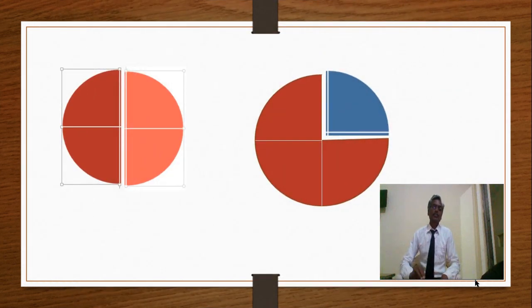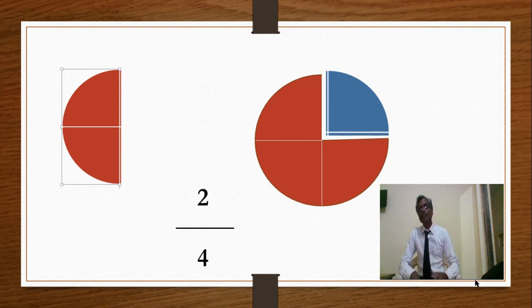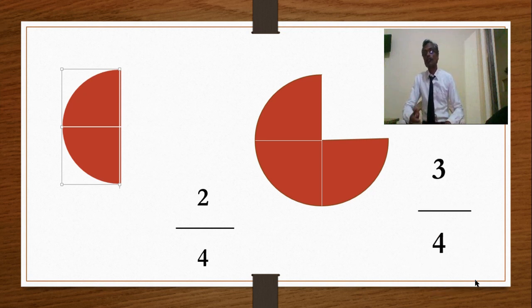Let's take a circle and draw it into 4 equal parts. If someone has taken 2 parts of the circle, then the remaining parts of the circle will be represented as 2 upon 4. And if someone has taken 1 part of the circle, then the remaining parts of the circle will be represented as 3 upon 4.